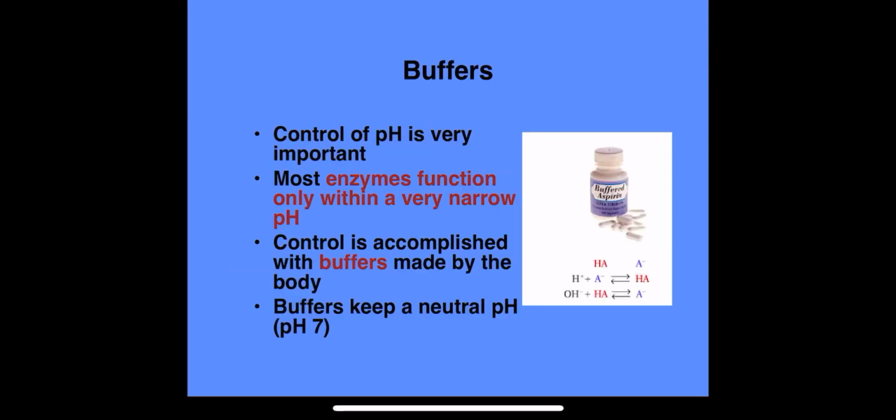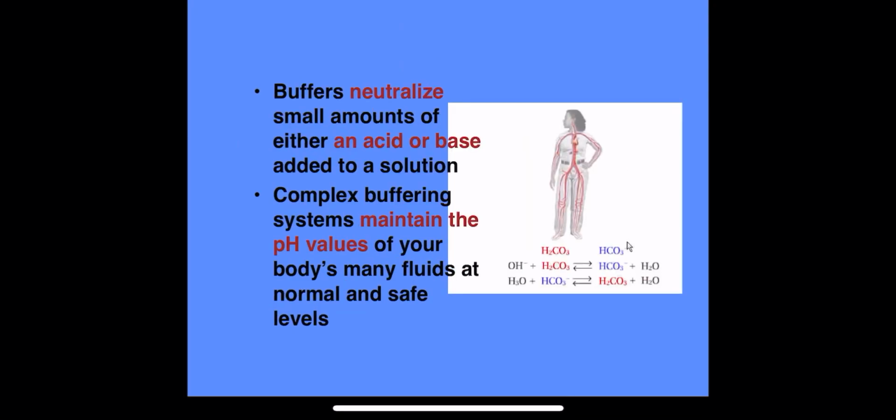Buffers are used to control pH, which is very important, and most enzymes function only within a very narrow pH range, and control is accomplished with buffers made by the body. Buffers keep a neutral pH of 7. An example is buffered aspirin. Buffers neutralize small amounts of either an acid or base added to a solution. Complex buffering systems maintain the pH values of your body's many fluids at normal and safe levels.